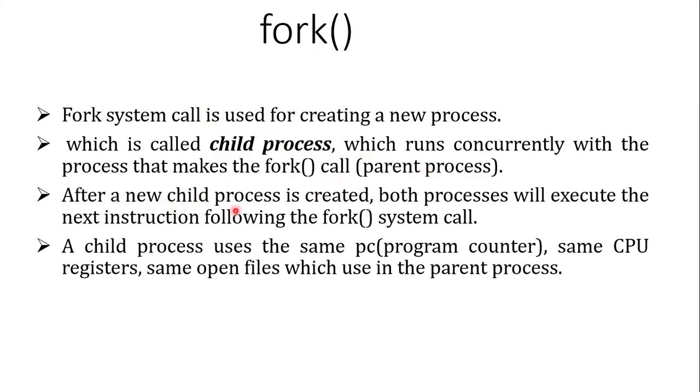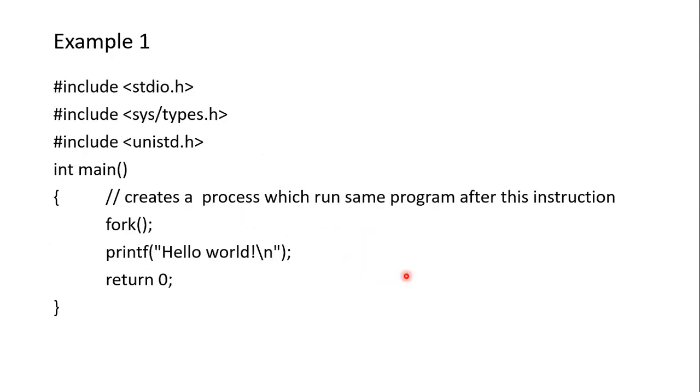After a new child process is created, both processes will execute the next instruction following the fork system call. A child process uses the same program counter, same CPU registers, and same open files which are used by the parent process. That means the child process shares the resources of the parent process.